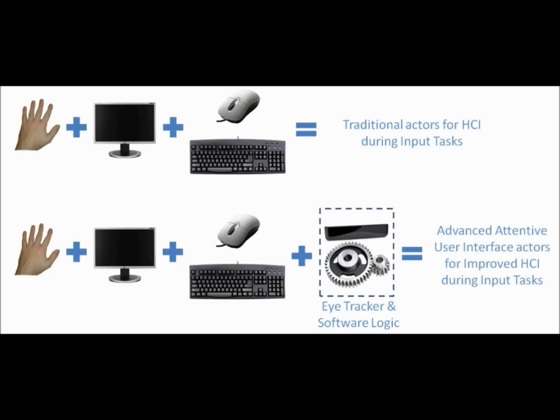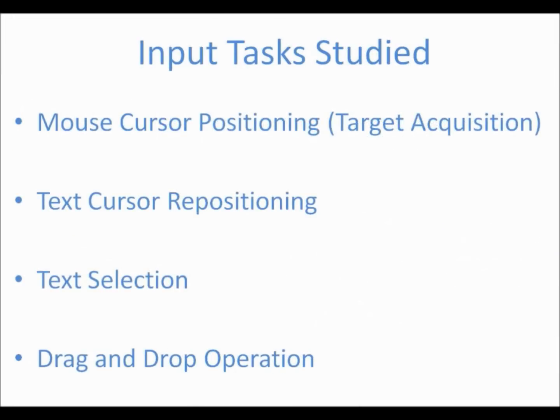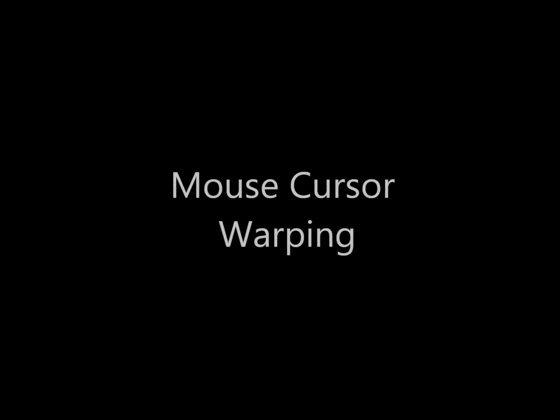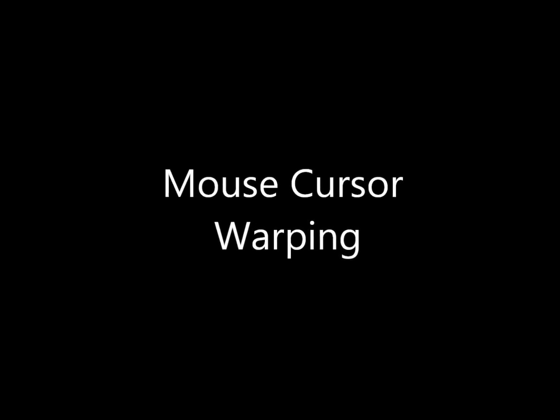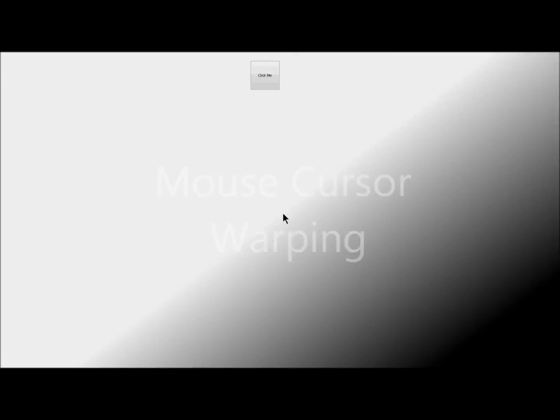We have studied 4 common tasks carried out during human-computer interaction: target acquisition, text cursor repositioning, text selection, and a drag-and-drop operation. Let's look now at how cursor warping can speed up and reduce the muscular strain associated with common input tasks during human-computer interaction.